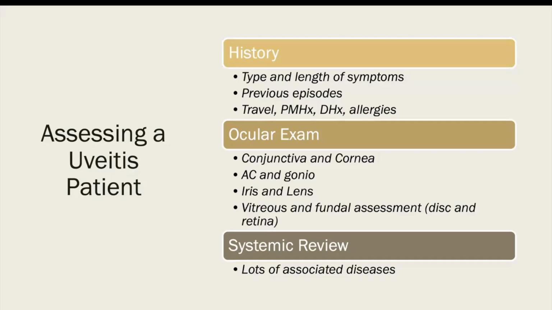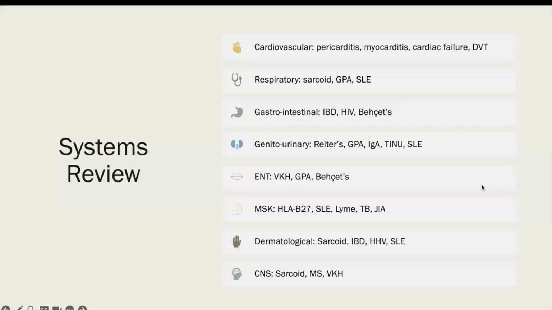And when you don't have a view because of what's going on at the front or a dense cataract, you do want a B scan to know whether or not that uveitis is extending to the back. And then finally, you just also want to do a quick systemic review. And there are lots of associated diseases when it comes to your uveitis. So, when it comes to a systems review, are you going to do this with every single patient sat in front of you? No, not necessarily.